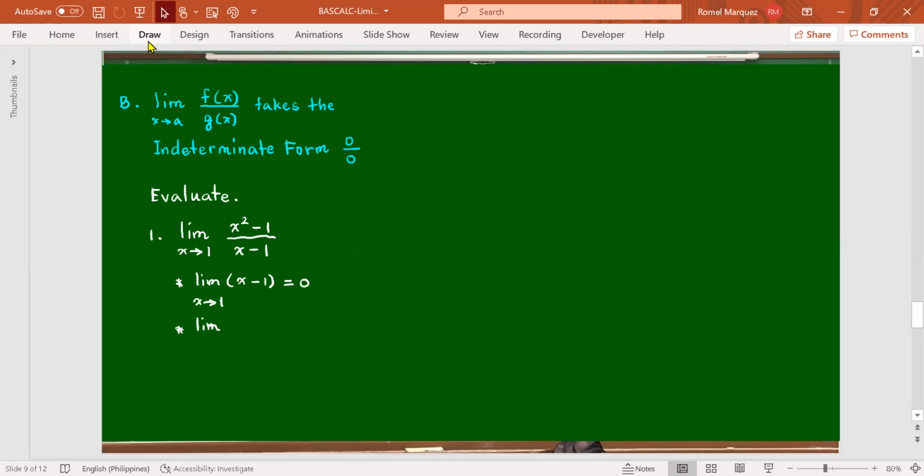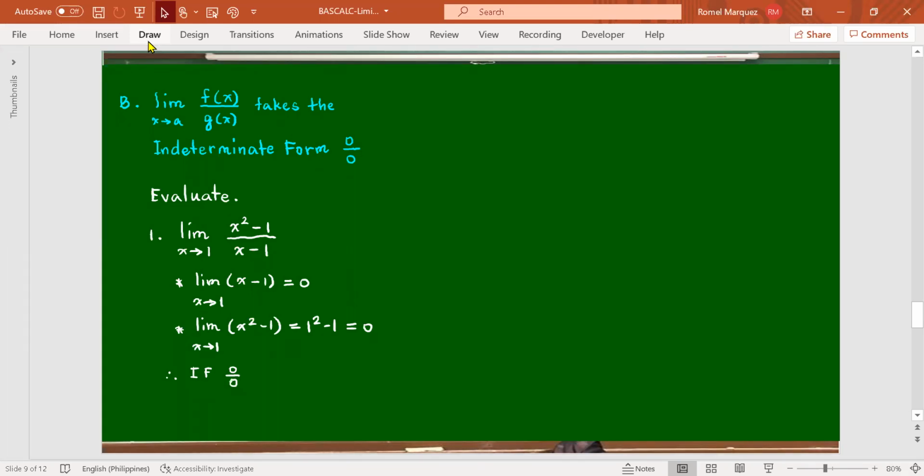What about the limit of the numerator? Because it is a polynomial, I can apply direct substitution rule here. So, this is 1 minus 1. And what's the limit? 0. Hence, this limit takes the indeterminate form, what? 0 over 0.